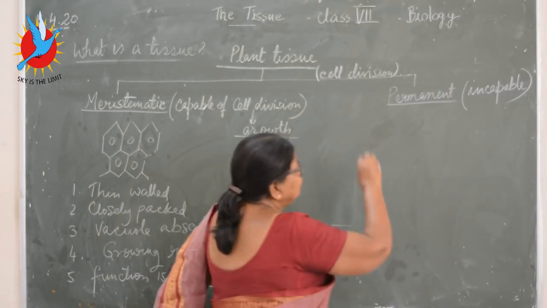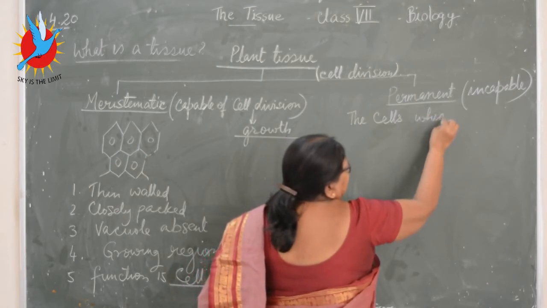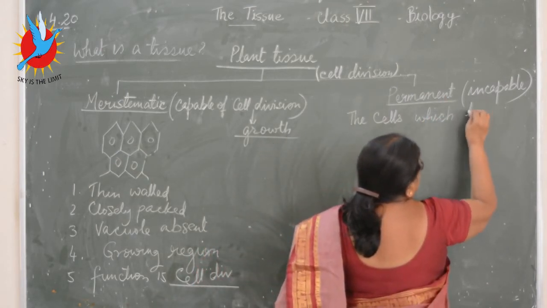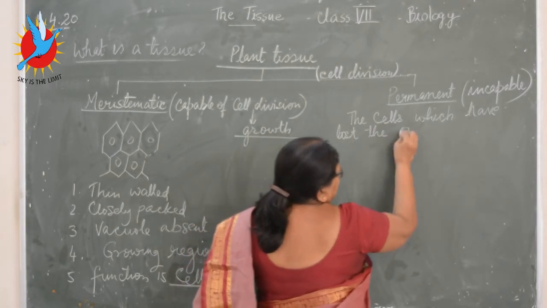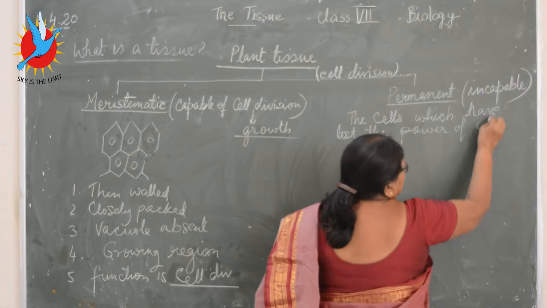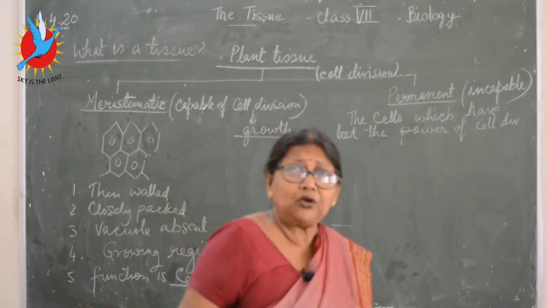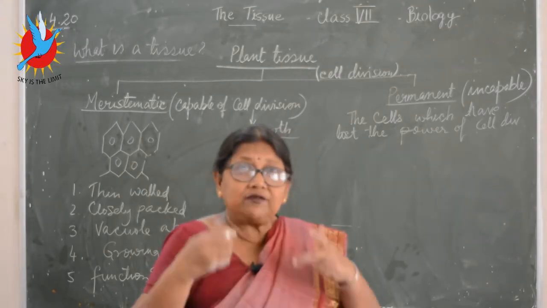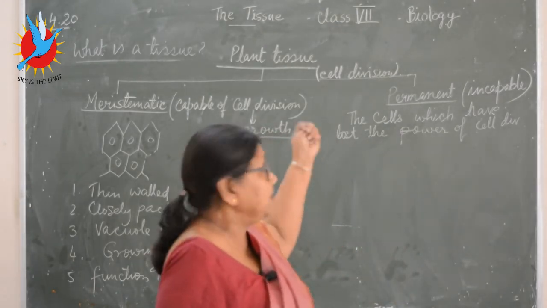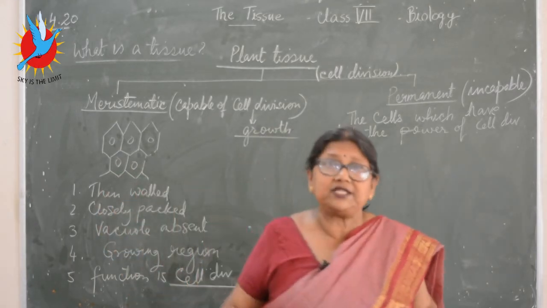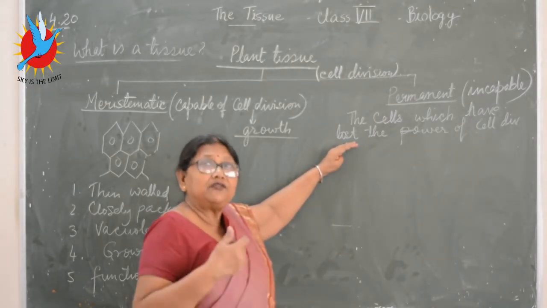It's very interesting. So which tissues make the permanent tissue? The cells which have lost the power of cell division, right? So which tissues do we call permanent tissue? The meristematic tissue, the older ones which have lost the power of cell division, make the permanent part of the plant body. Most of the plant body is made by the permanent tissue, excepting the growing region which is made out of the meristematic tissue.